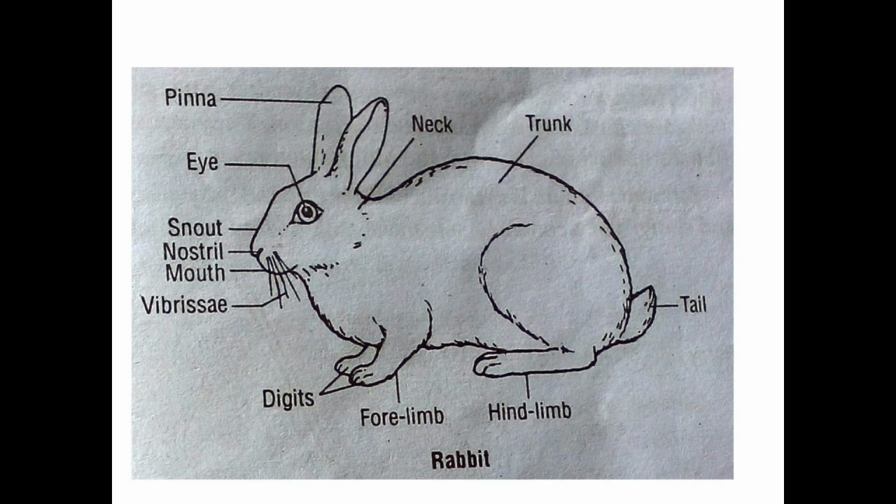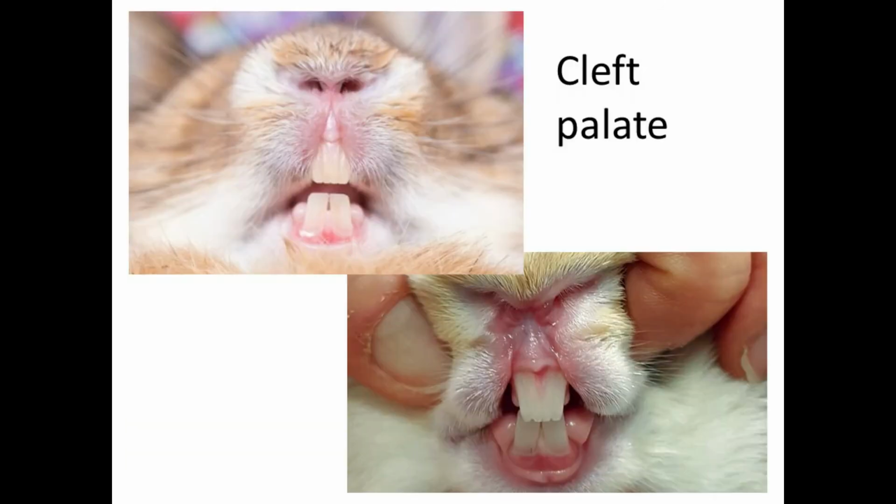Now coming to the external features of rabbit, the body is covered by fur. It is divisible into 4 regions: head, neck, trunk and tail. Head is slightly depressed and elongated. At the anterior extremity of the head, the mouth is present. The mouth is bounded by the soft upper and lower lips.